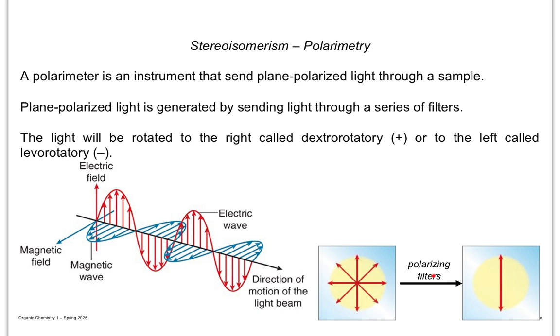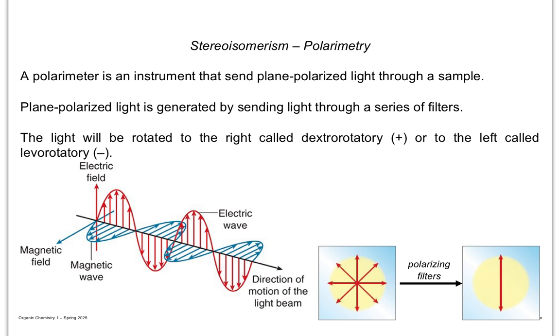You can put a filter on there that polarizes the light. For example, see this arrow here? The filter is taking out all these other vectors that are occurring. So you're only getting one of those.